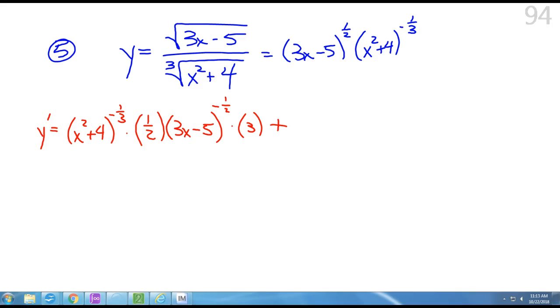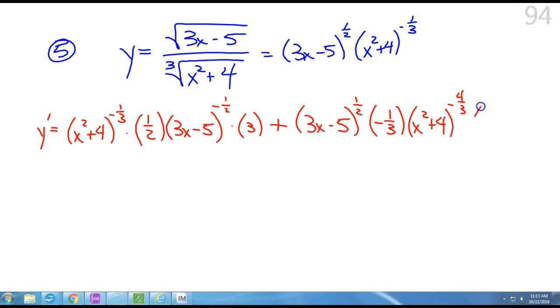So 2d1 and then 1d2. So bring down the negative 1/3. Leave the little guy alone. Reduce the power by 1. Multiply by the derivative of the inside. So the process is the same. I just want to show you because the common denominator part looks a little different, so I just want to run through one example of that. Questions on that first step?